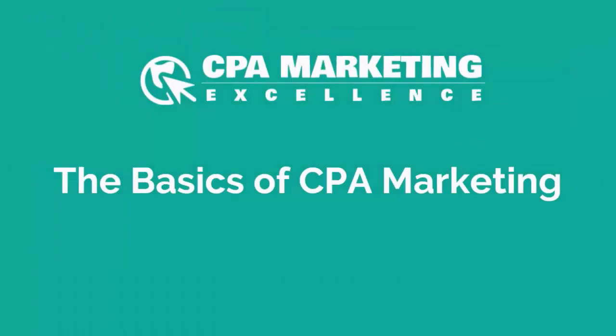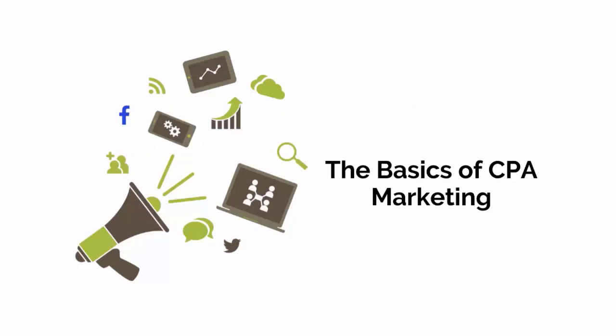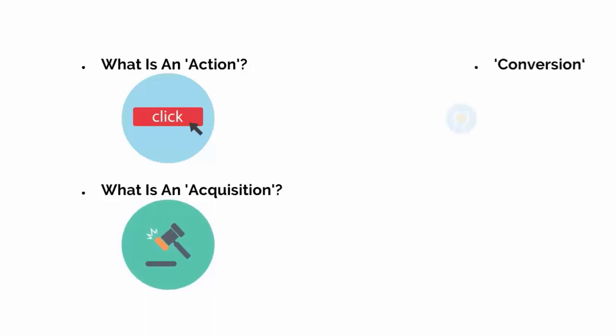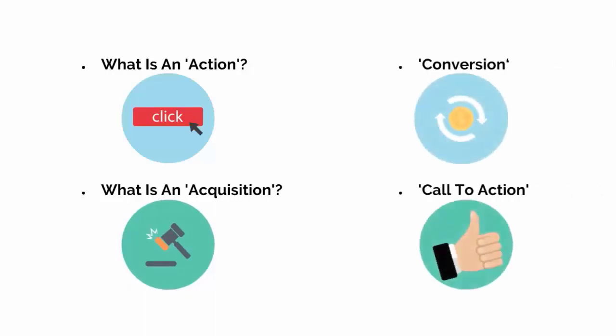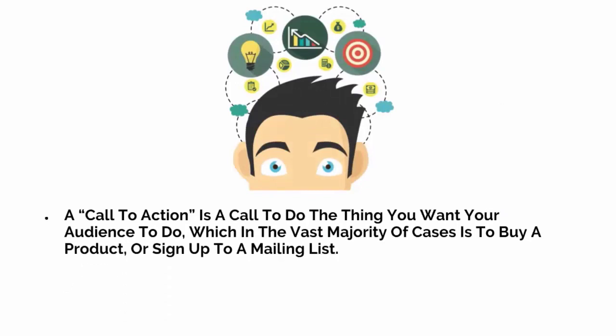We've already touched very briefly on the concept of CPA marketing, but what does this term mean in detail? To start with, let's ask the simple question. What is an action? What is an acquisition? Another term that can be used synonymously with these two is conversion. And if you've ever heard of a call to action, then this basically describes the same thing. A call to action is a call to do the thing you want your audience to do, which in the vast majority of cases is to buy a product or sign up to a mailing list.